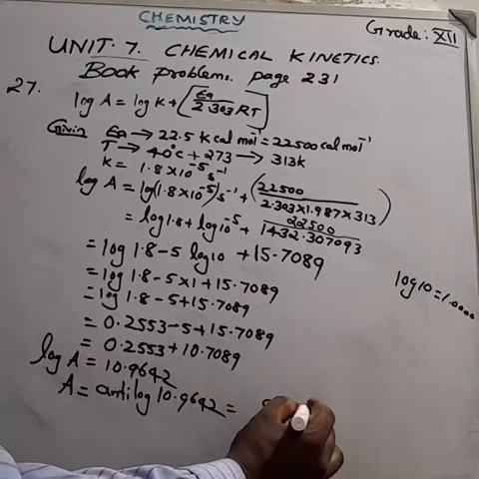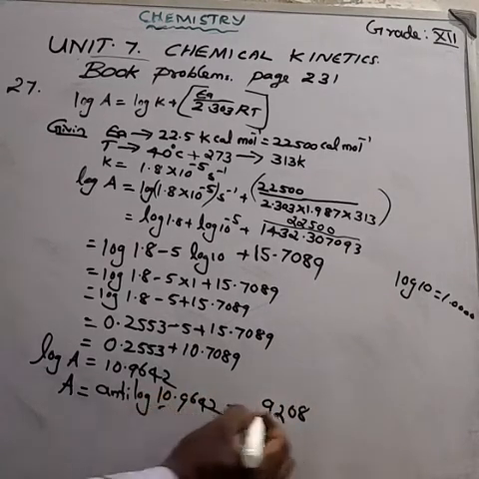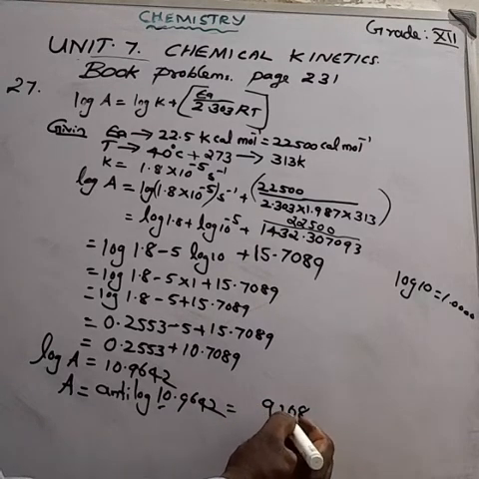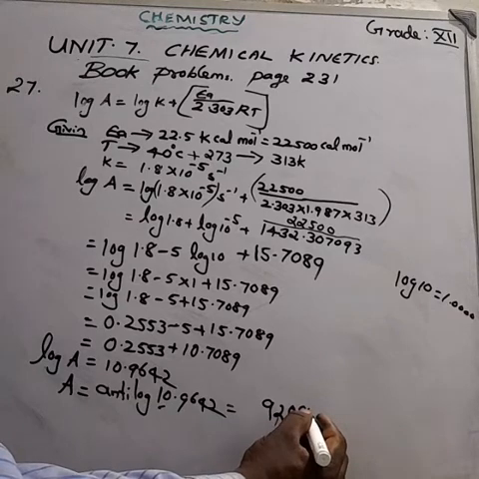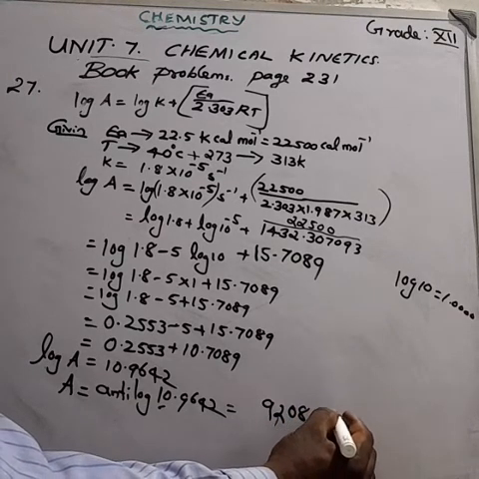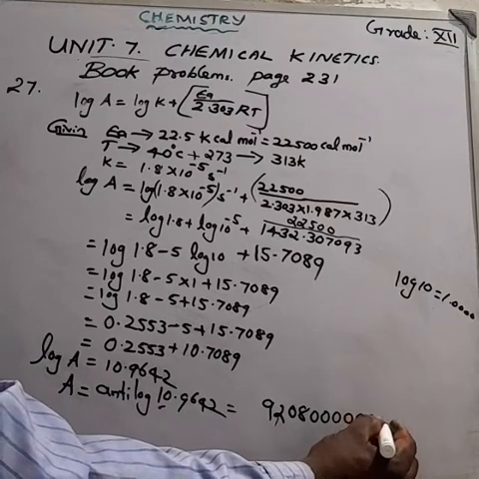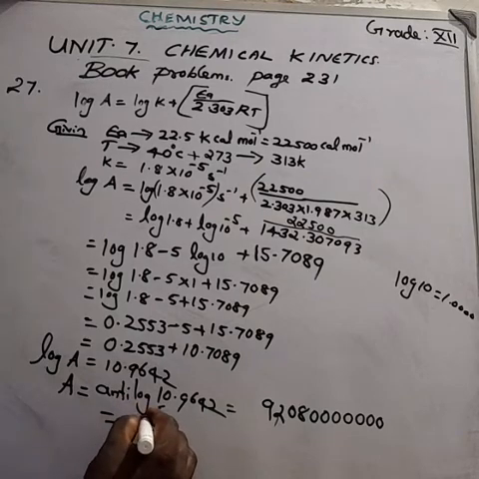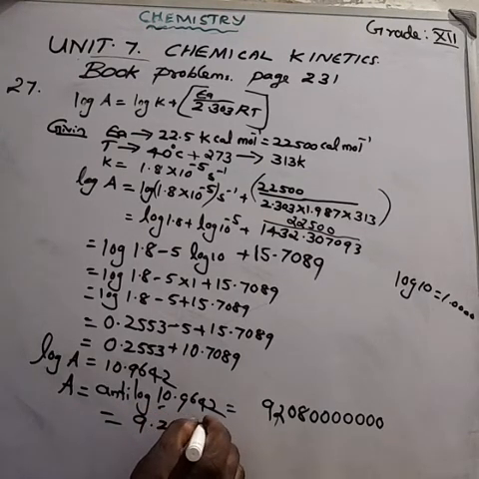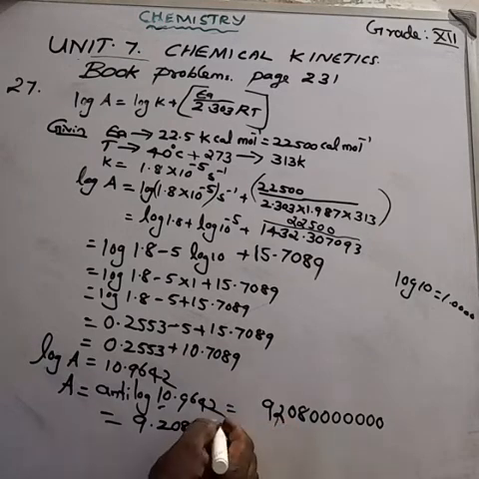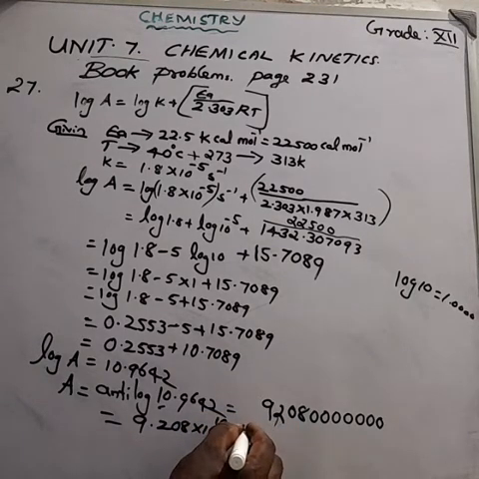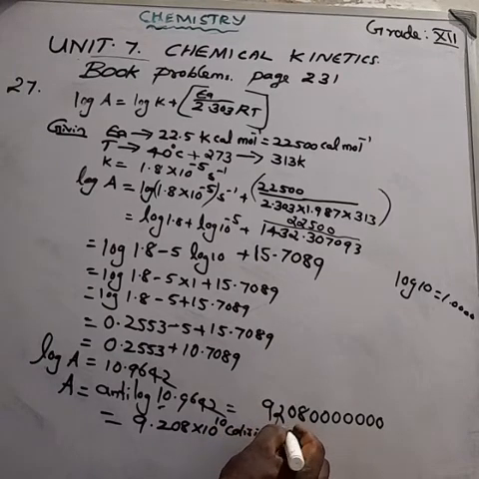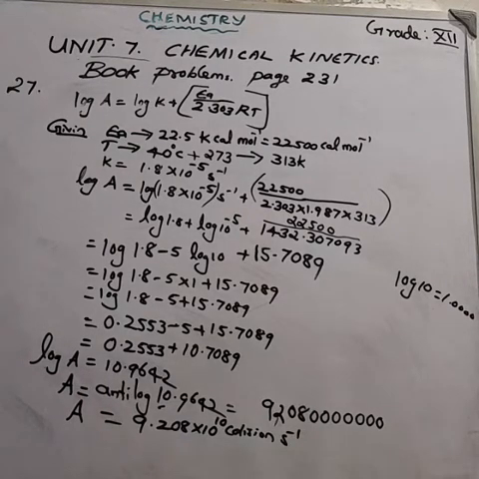So having 10 digits, I make it zeros like that. I am writing here 9208 followed by zeros. Now the 10 digits are over. Am I right? This can be written as 9.208 into 10 raised to 10 collisions per second. The answer is A is equal to 9.208 into 10 raised to 10 collision second inverse.